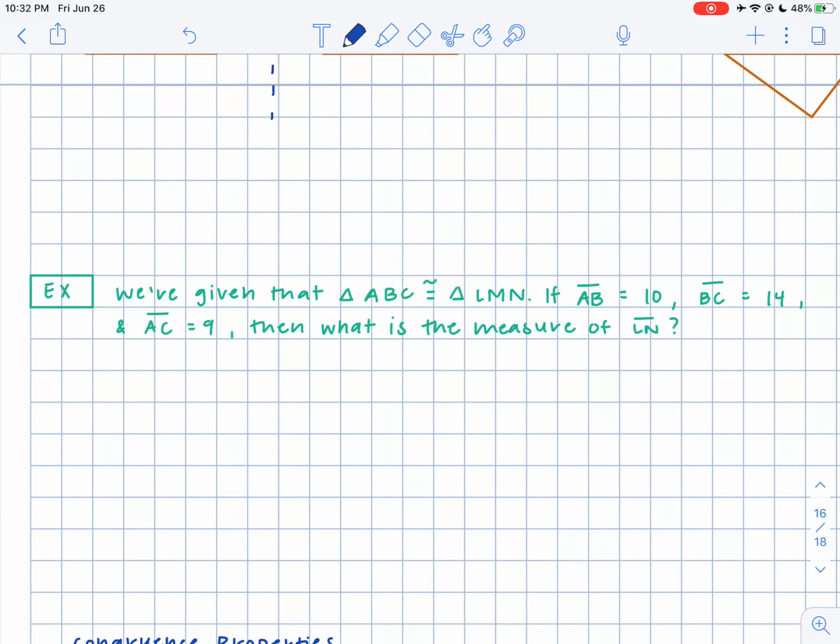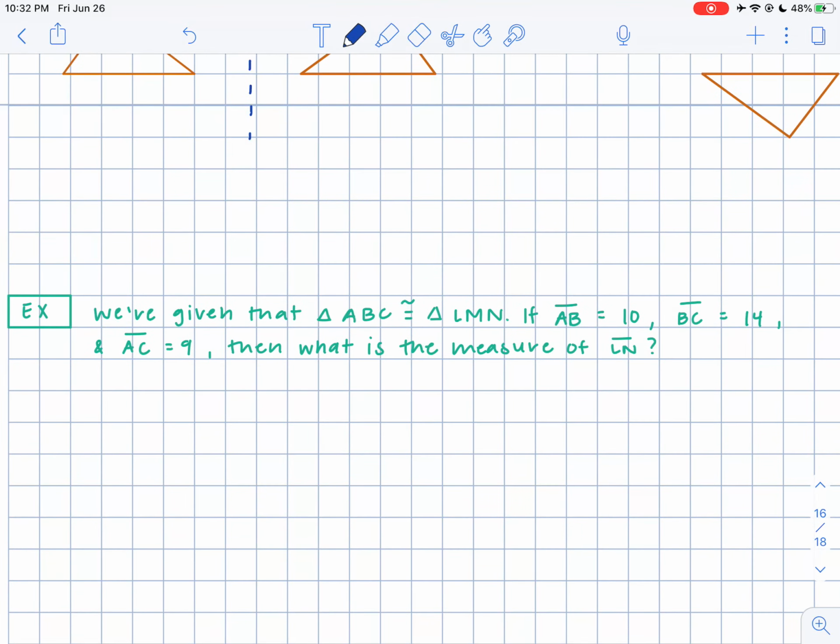So let's look at an example. It says, we're given that triangle ABC is congruent to triangle LMN. If segment AB equals 10, segment BC equals 14, and segment AC equals 9, then what is the measure of LN? Well, how do you approach this? First thing you need to do is draw it. Remember, when we write congruent statements like this, the vertices correspond. So these vertices should correspond, these vertices should correspond, and these vertices should correspond.